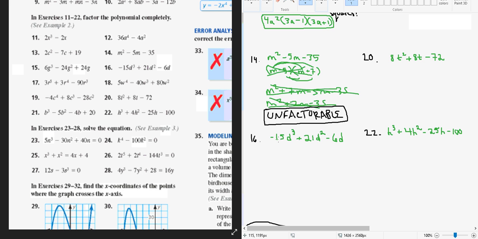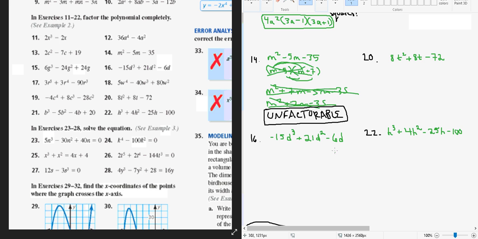What about the numbers? 6, 21, 15? Well, 6 is divisible by 2, 3, or 6. 21 is not divisible by 2, 15 is not divisible by 2, so we can rule out 2. 15 is not divisible by 6, nor is 21, so we can rule that one out. So what about 3? 15 is divisible by 3, and 21 is also divisible by 3, so we could take out the 3 as well.